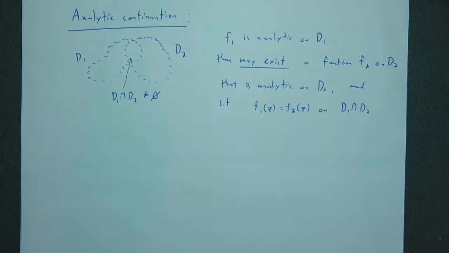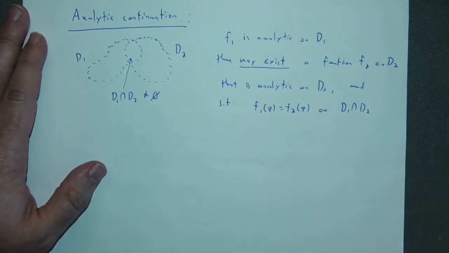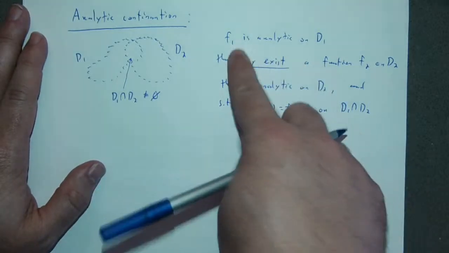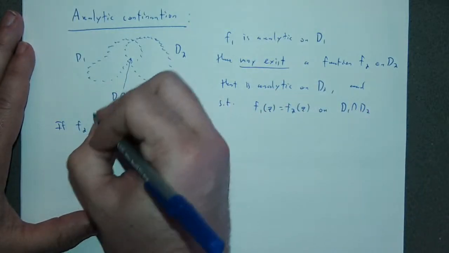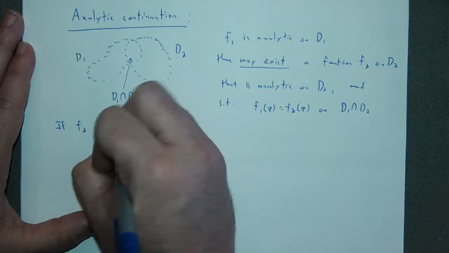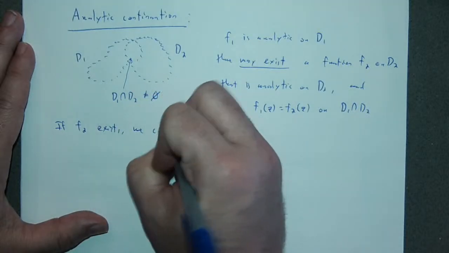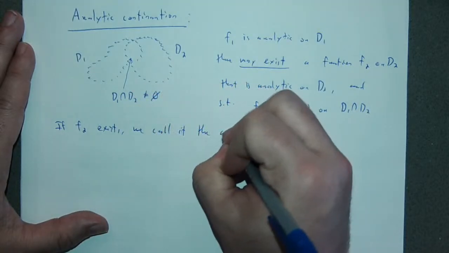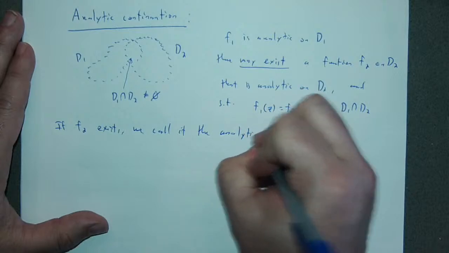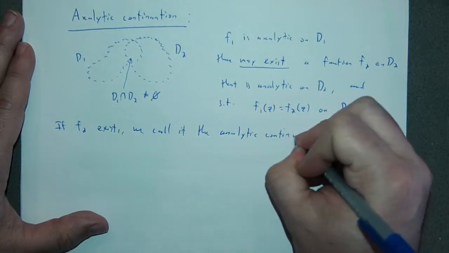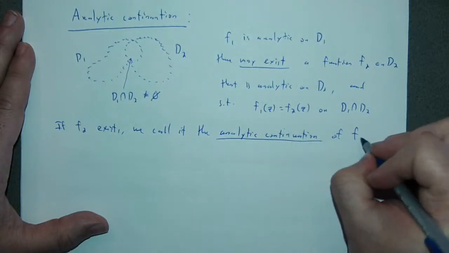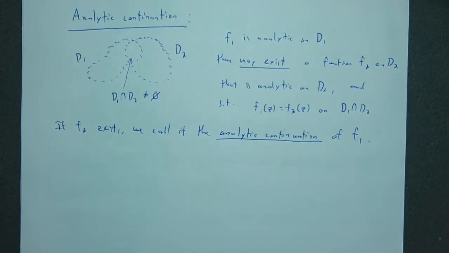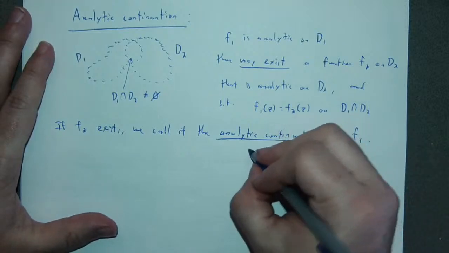If such a function exists, we call this the analytic continuation of the original function. So if f sub 2 exists, we call it the analytic continuation of f sub 1 into the domain D sub 2.